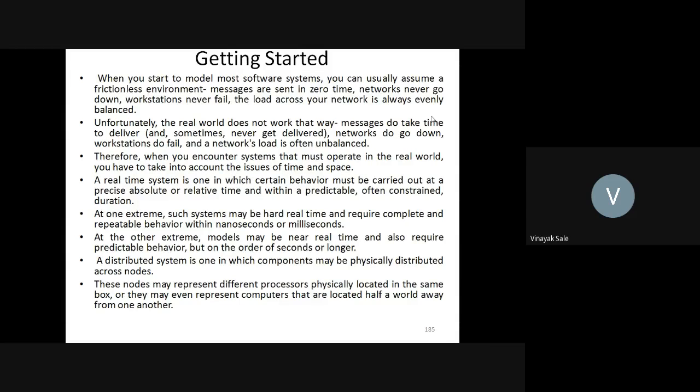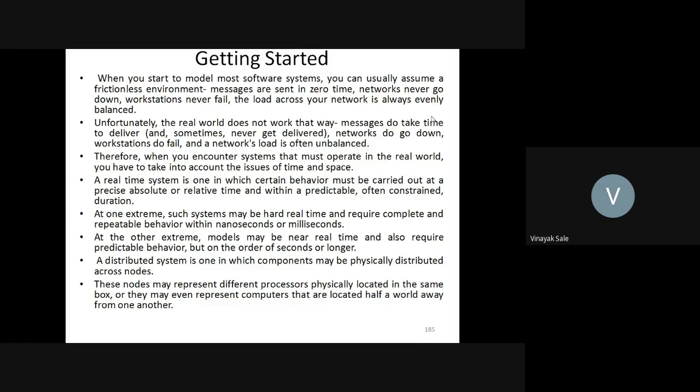Messages do take time to deliver. Sometimes they never get delivered. Networks go down. Workstations do fail. Network loads vary. These situations happen in the real world. Your assumptions that messages are sent in zero time, networks never go down, workstations never fail, and the load across the network is always evenly balanced do not hold in the real world.